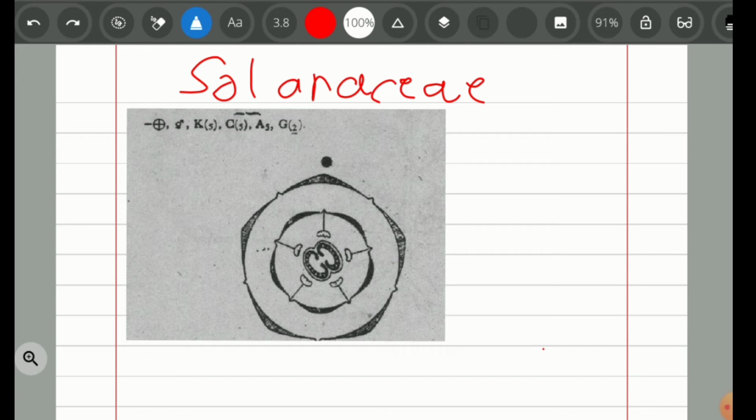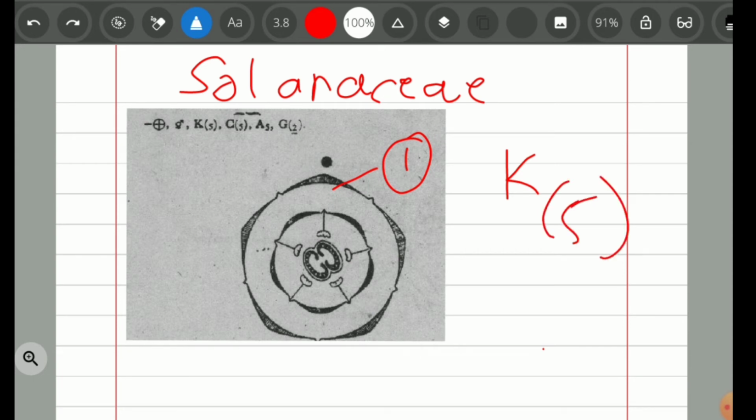Next, coming to the first whorl of the outermost part, the calyx, that stands for K. So K, there are 5. It is the first circle. There are 5 calyx, and remember, all the 5 are connected. That means they are fused. So 5 should be written in brackets.